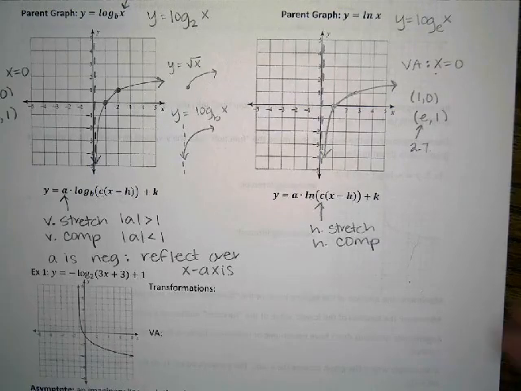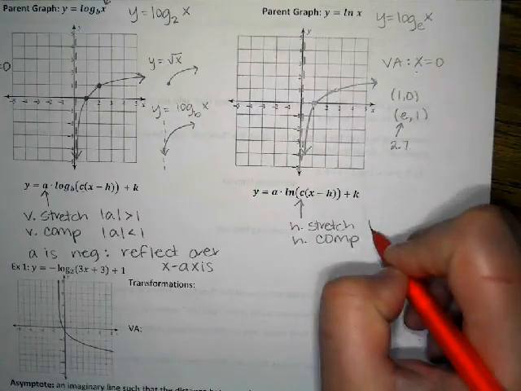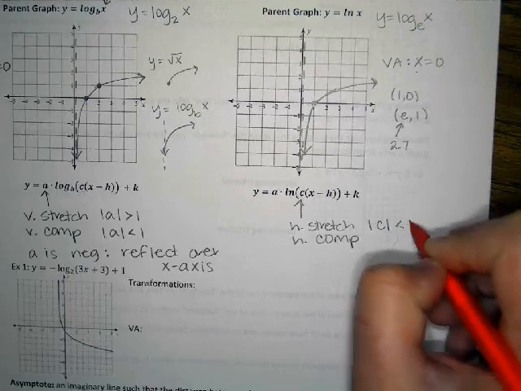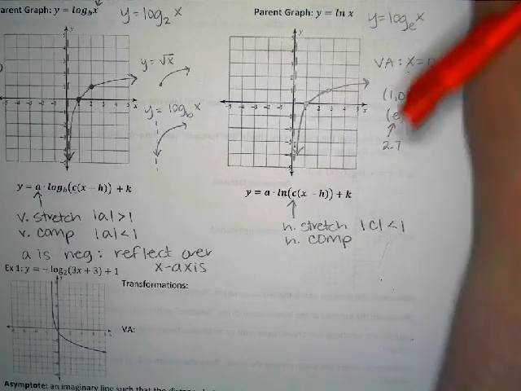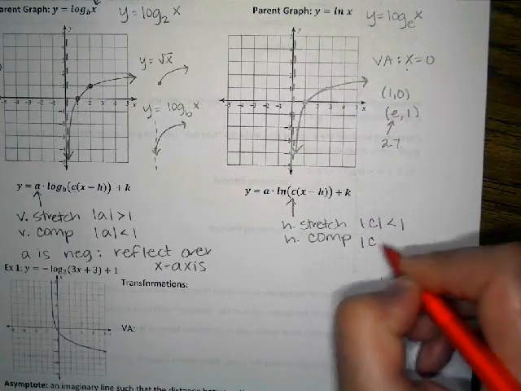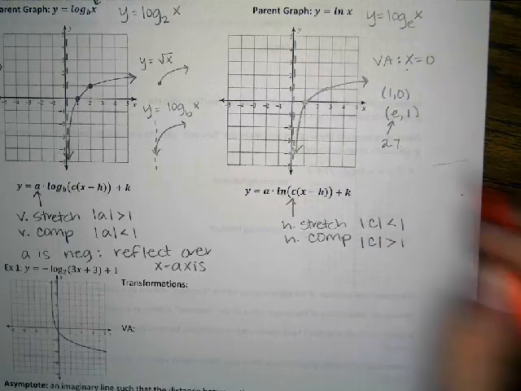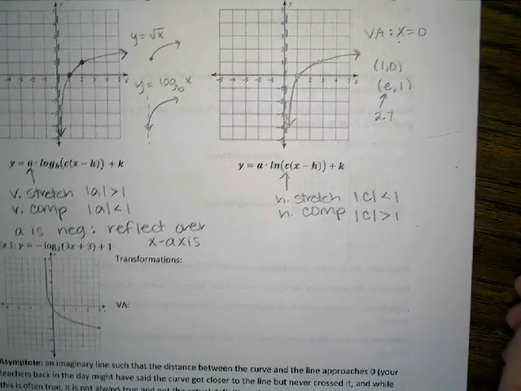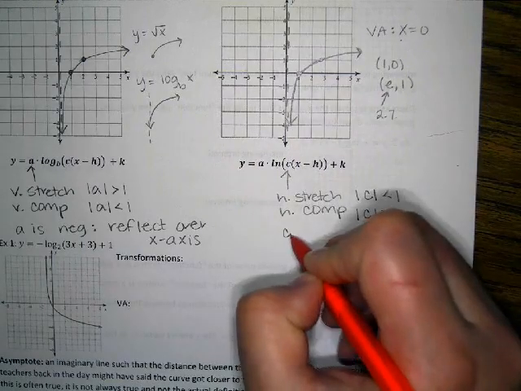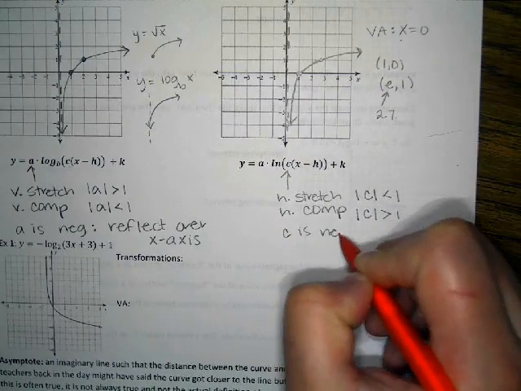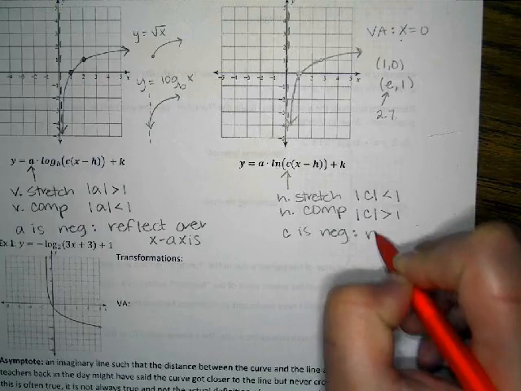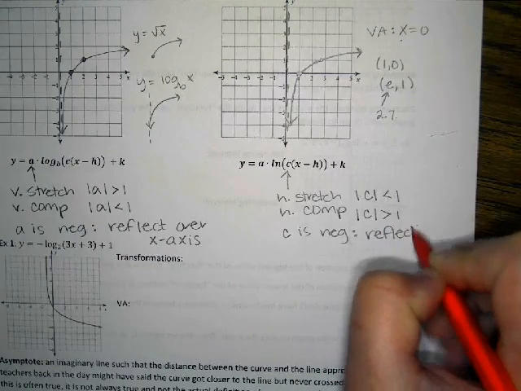So if the C value is less than 1, it's a horizontal stretch. If the C value is greater than 1, it's a horizontal compression. And if C is negative, it's a reflection over the y-axis.